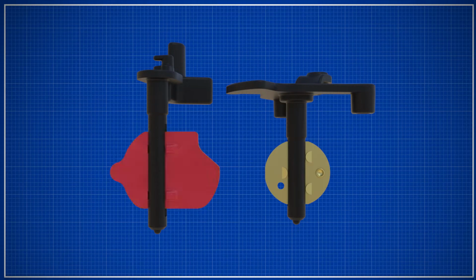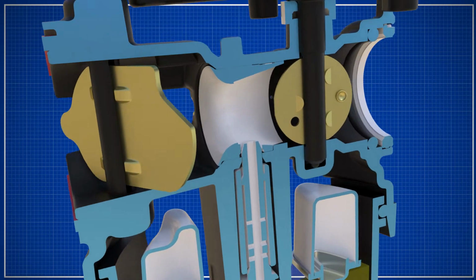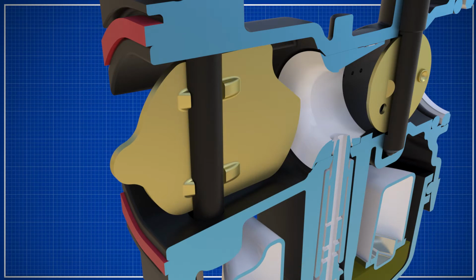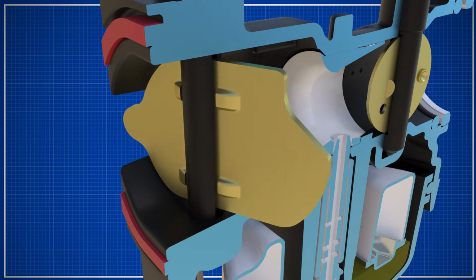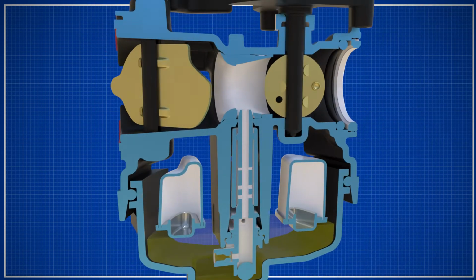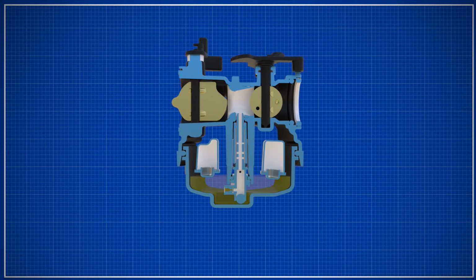The choke plate is attached to a choke shaft and turns between closed and open positions. The choke plate's primary job is to assist with cold engine startup. When the choke plate is closed, it prevents airflow into the carburetor and increases the amount of vacuum in the carburetor. This results in more fuel being delivered for a faster cold start.